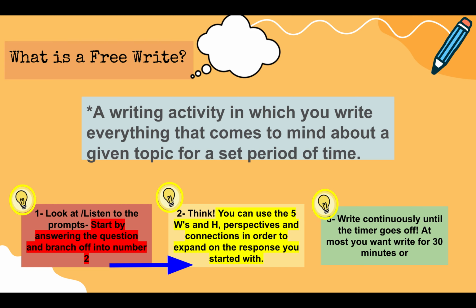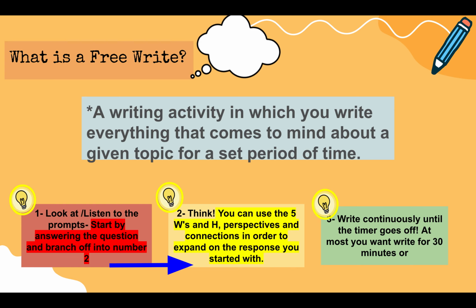So the first thing you want to do is look at or listen to the prompts. So you want to start by answering the question and then branch off into step 2. For example, if the question is, what is a Freewrite? You can start by giving the definition, and this will answer the question directly. But in a Freewrite, you are extending your response.